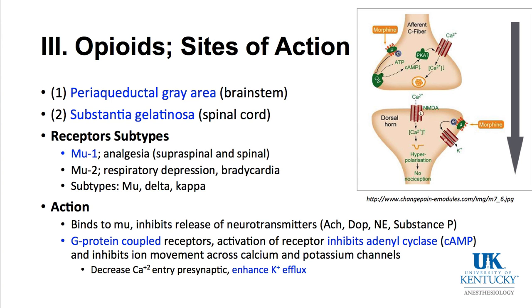The mu receptor activation results in G protein coupled receptor activation of adenyl cyclase inhibition, that is. And when it inhibits adenyl cyclase, it inhibits ion movement across both calcium and potassium channels. And when there's decreased calcium entry presynaptically, there is a decreased release of the neurotransmitters. So in the upper right, you can see morphine binding to the mu receptor and calcium and potassium channels being affected.